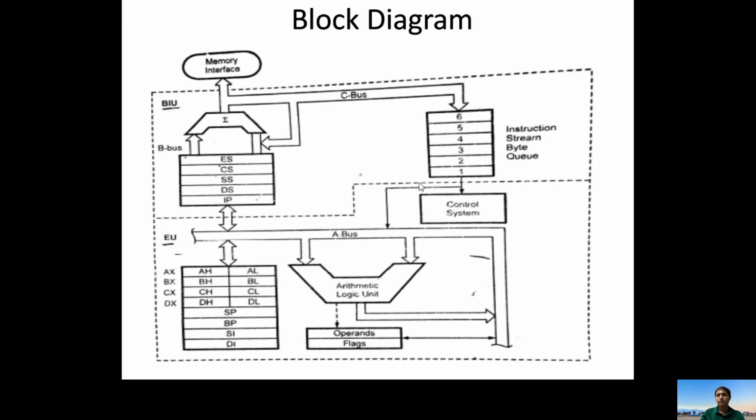After fetching, the first instruction enters the control system, where it is decoded. Decoding means checking whether that instruction belongs to the 8086 instruction set or not. It is tested by the control system. Once everything is okay, that instruction enters the execution unit, where it is executed. Depending on the instruction, it may perform a data transfer operation or an ALU operation. ALU means arithmetic logical unit. For example, if the instruction is addition, the ALU performs the addition.